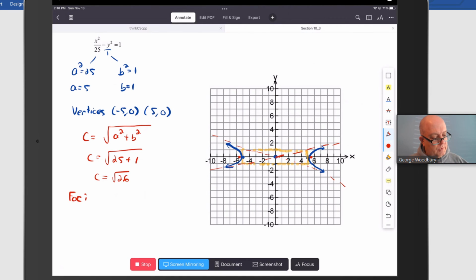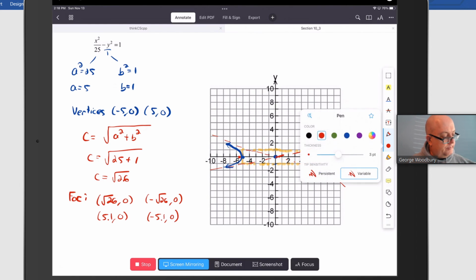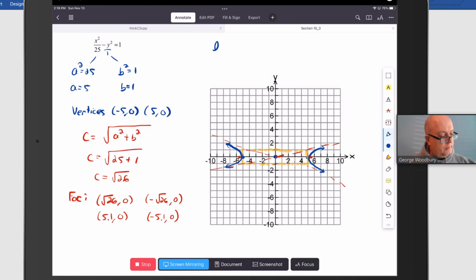Foci: (root 26, 0), which is about (5.1, 0), and (negative root 26, 0), that's about (negative 5.1, 0). Domain: negative infinity to negative 5, union 5 to infinity. Range: all real numbers.